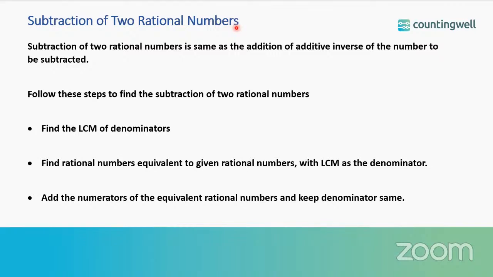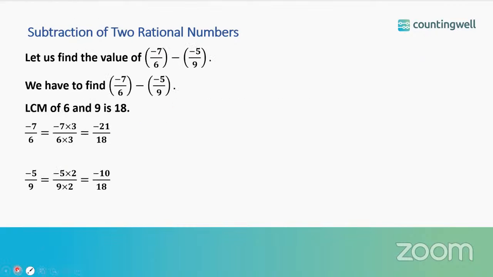Let us try to understand this first. Subtraction of two rational numbers is same as the addition of the additive inverse. What is the additive inverse of a number? Additive inverse of a number is a number which when added to the given number will give you the resulting answer as 0. So for example, let us find the value of minus 7 by 6 minus 5 by 9. First we are going to find the LCM of 6 and 9, which is 18.